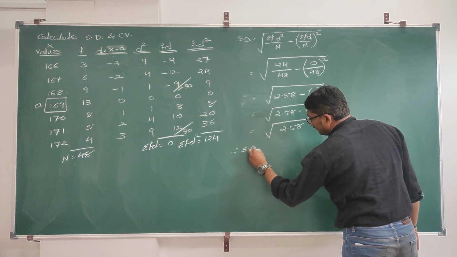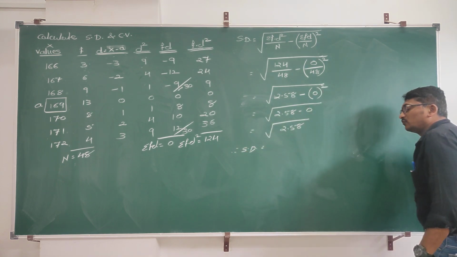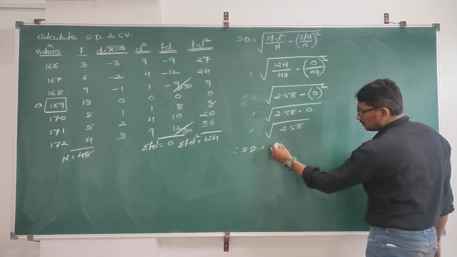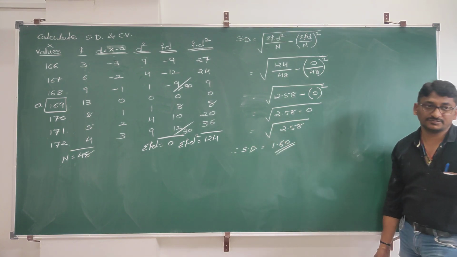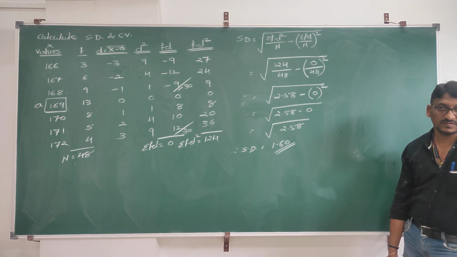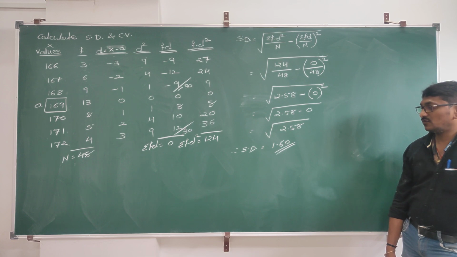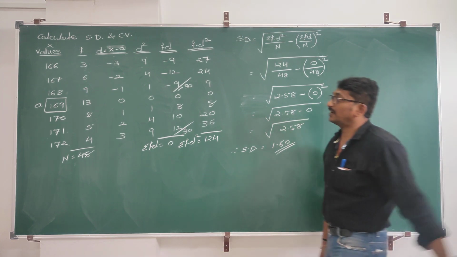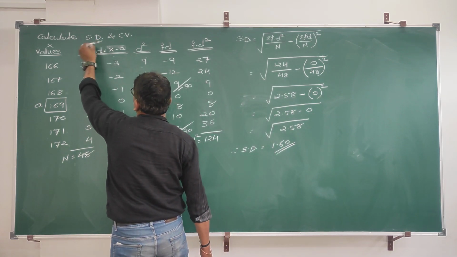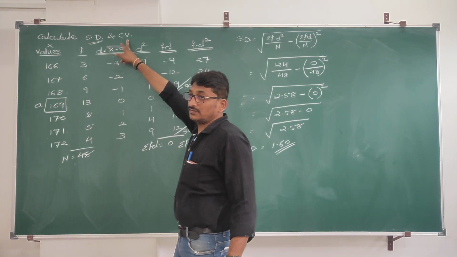Which is equal to root of 2.58 minus 0 is 2.58. Therefore, standard deviation is, you see the root of 2.58? 1.60 is your standard deviation. Correct, no? 1.60 is standard deviation. Okay, one part is over. That is standard deviation. Next what?